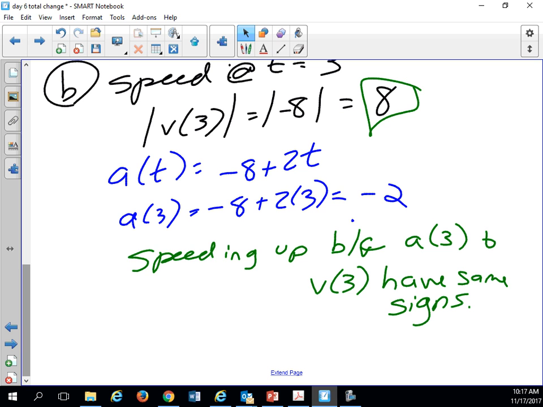Part C. In the interval from 0 to 4, the particle changes direction once. How do you figure out where a particle changes direction, Cassie?